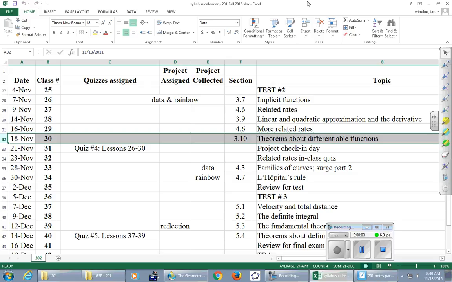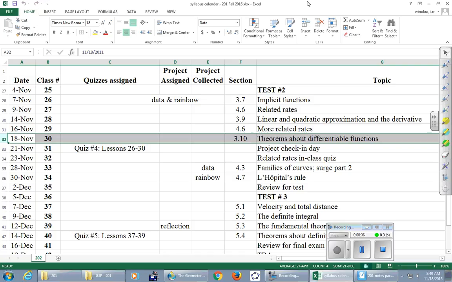Happy Friday. Today is our 30th class, and we are covering theorems about differentiable functions. Coming up on Monday, quiz number 4 is going to be assigned, so I will hand it to you Monday. You will do it over the next 2 days and then give it back to me Wednesday, right at the start of class. Also, Monday is going to be our project check-in day, so as usual, you will get the most out of that day if you come in as close to the recommended schedule as possible for our 2 projects.